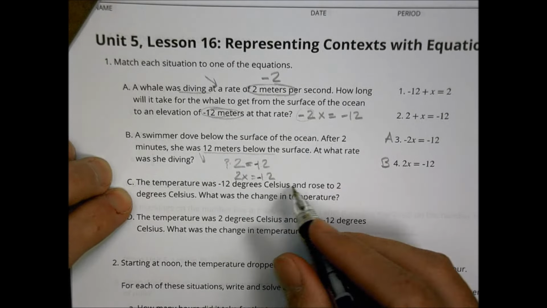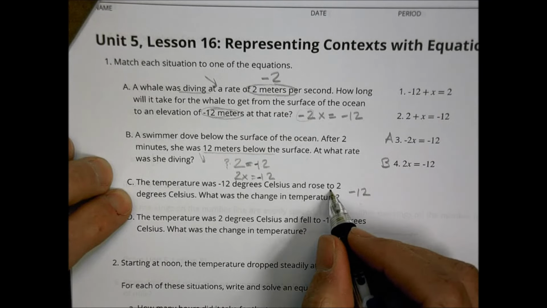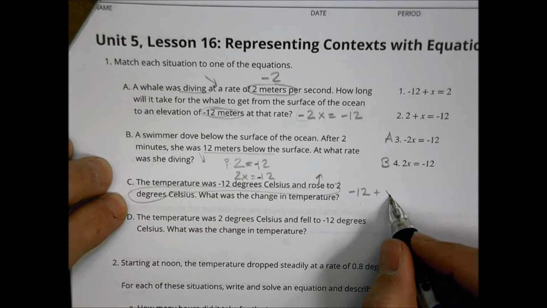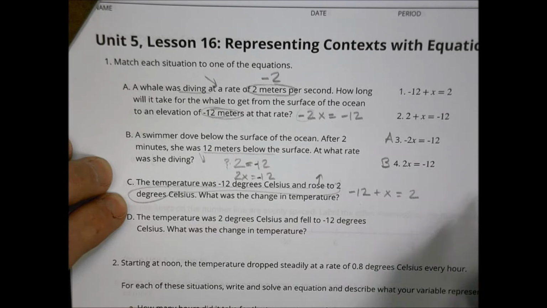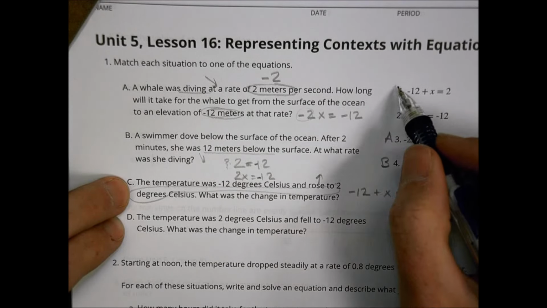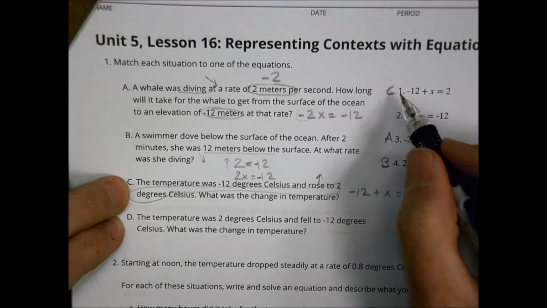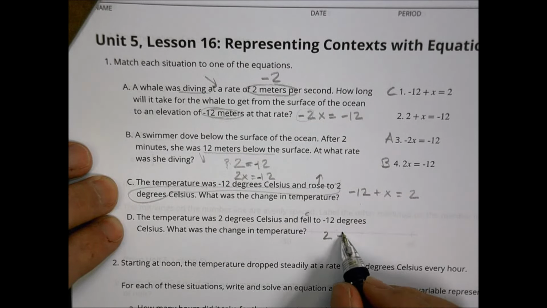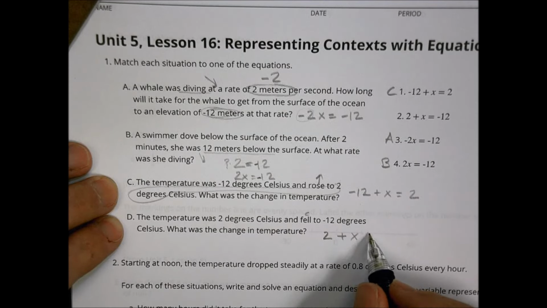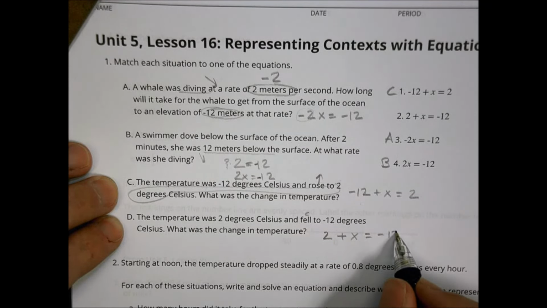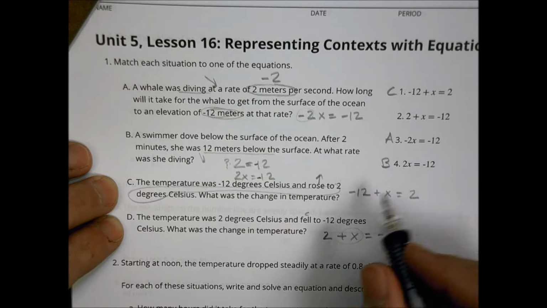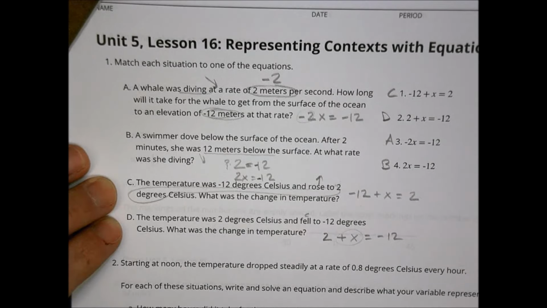The temperature was -12 degrees Celsius, and it rose, so it goes up to 2 degrees Celsius. So it's going to go up some amount and get up to 2 degrees Celsius. And that's going to match, if we look over here, with number 1, so this is C. And then finally, the temperature was 2 degrees Celsius and fell, so it's going to go down something. That can be getting down, or it can be adding a negative amount possibly, and it fell to -12 degrees. So it started at 2, goes down some amount, and it gets to -12 degrees. So that's going to be D right there.